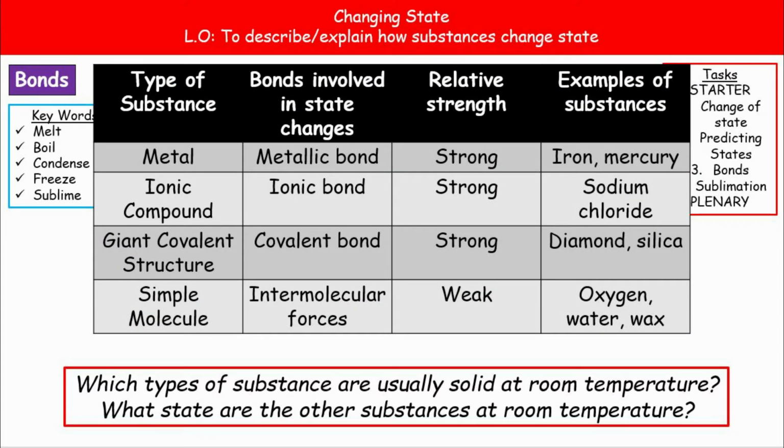What I've given you in the table here then is a summary about the different types of substance that we've encountered through the topic, the type of bonds that we have involved in the change of state there, the relative strength of those bonds, and then examples of the substances that we would find them in. So I'd suggest you start off by jotting down that table because it's a really good reminder of the types of bonds we find in different substances and the strength of them. Once you've got that, then there's 2 questions at the bottom for you to have a go at answering.